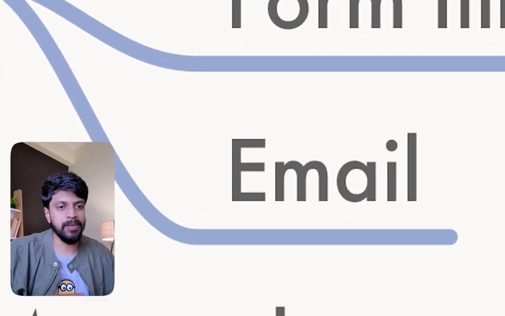Next, inside this you can also have form fill-ups, where you can go to their websites. If you don't find a phone number or an email ID, you can fill a form stating that I can help you with this. Also, you can email them. If you find their email ID in the contact box or wherever it is, you can always reach out to them.